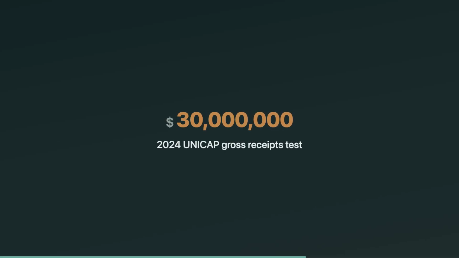The biggest exception is the Small Business Gross Receipts test. For 2024, if average annual gross receipts for the prior 3 tax years do not exceed $30 million, the business generally is not required to apply UNICAP. On the EA exam, they love the phrase average of the prior 3 years. If the number is under the threshold, you can usually stop worrying about UNICAP capitalization rules.